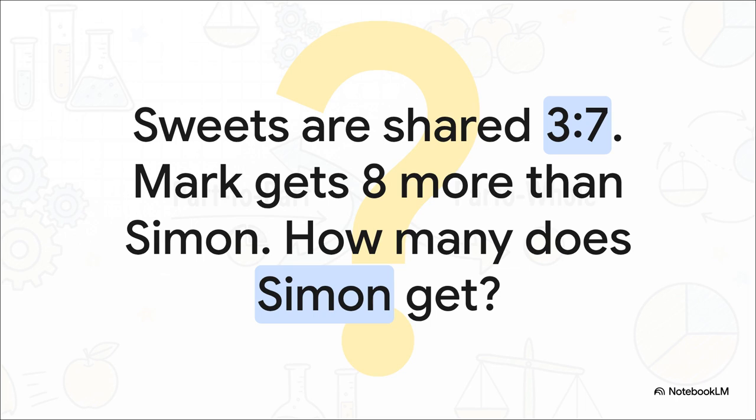And to finish up, I'm going to leave you with one last little puzzle to really test your new skills. So Simon and Mark share sweets in a 3-to-7 ratio. We're told that Mark gets 8 more sweets than Simon. So the question is, how many sweets does Simon actually receive?